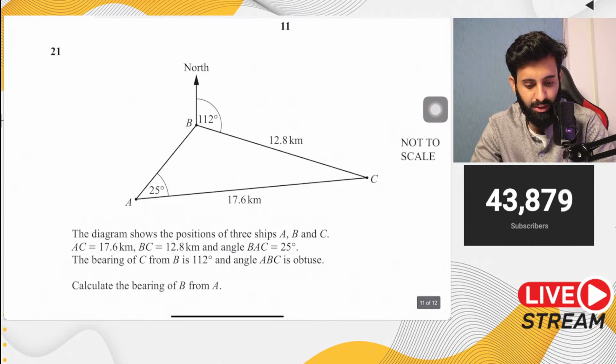Vectors, okay, if you're talking about IGCSE vectors, then just do past papers, okay? Just do past papers, that's good enough.